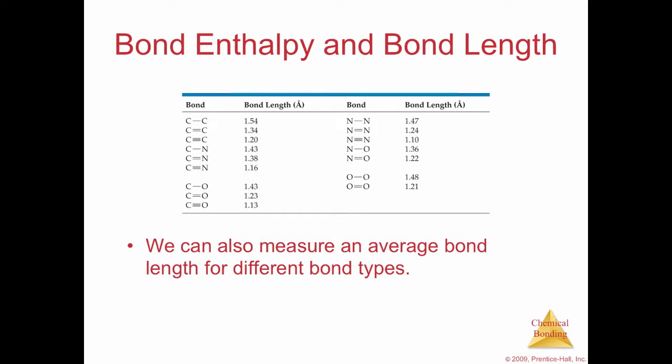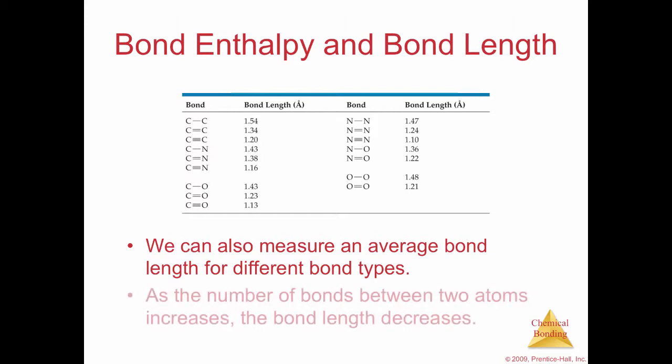Bond enthalpy and bond length. We can also measure an average bond length for different bond types. We know that a triple bond is shorter than a single bond between carbon and hydrogen, for instance. As the number of bonds between two atoms increases, the bond length decreases.